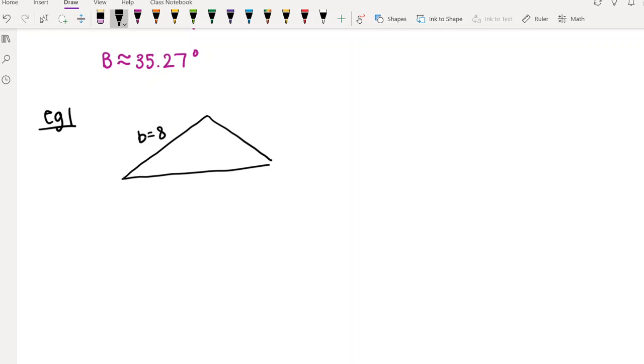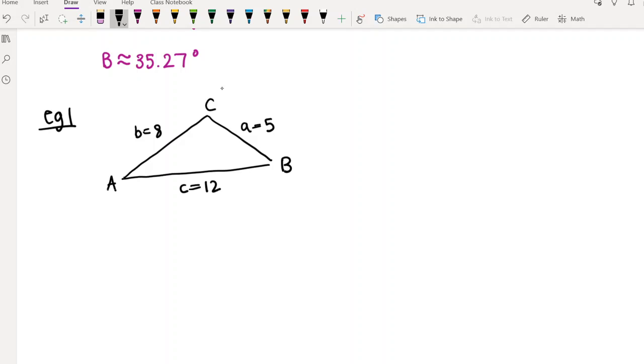Oops, that's not B. Actually, I'm going to label this a little differently than I did earlier, to be consistent with what's in the book. But yeah, I think it's a little magical that you can, without knowing any angles, figure out what all the angles are just by using this rule. And then A is going to be equal to 5.